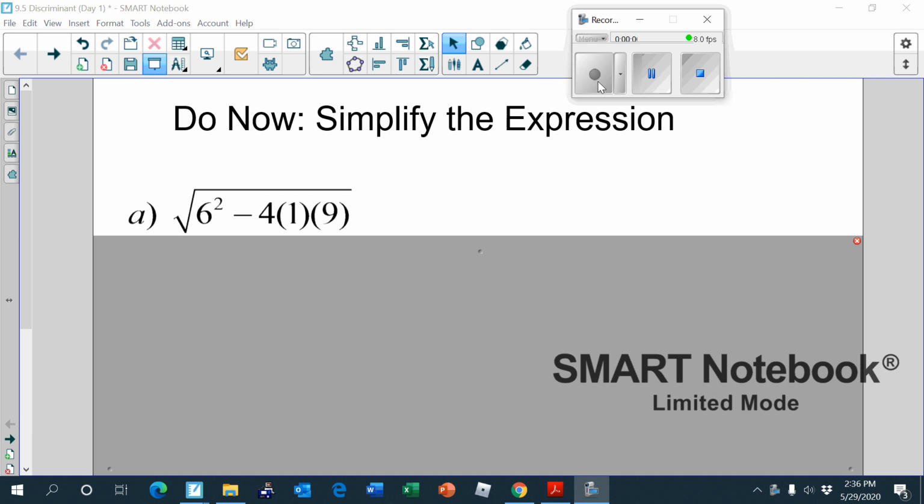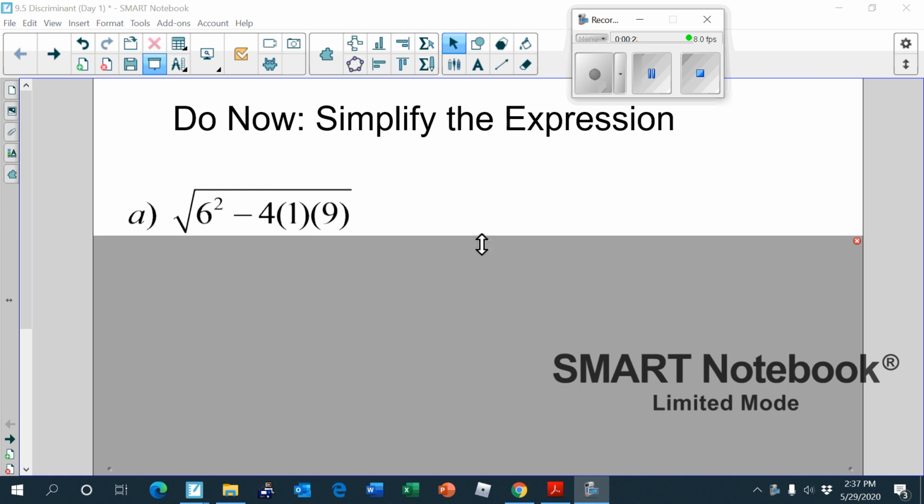We are moving on to 9.5, which is the quadratic formula. Before we do the quadratic formula, we have one other thing to go over, which is called the discriminant. So we'll get into that in just a minute. But if you see on your notes, there is a do now. So let's give those a try.